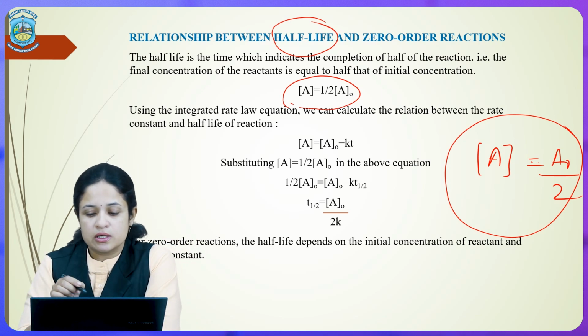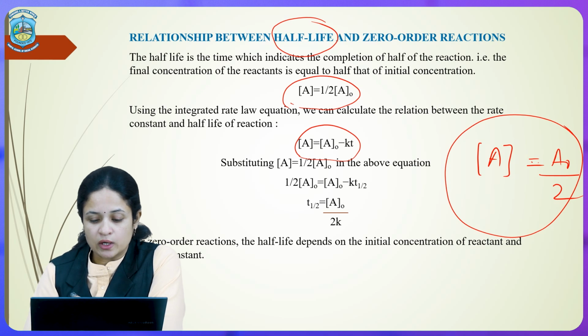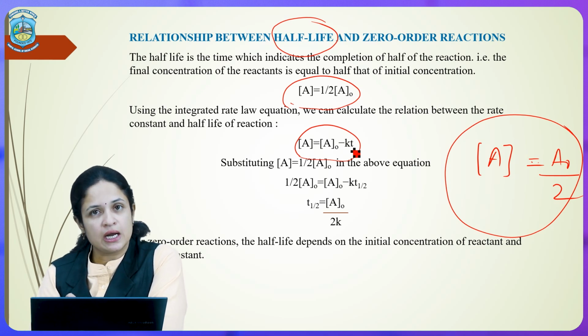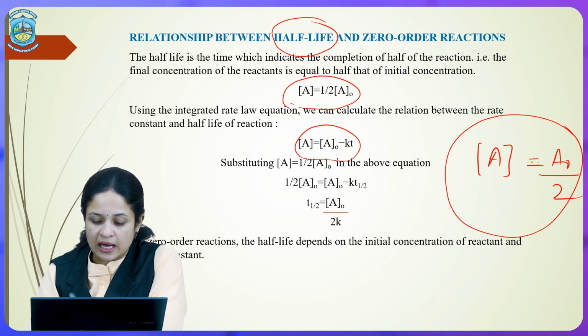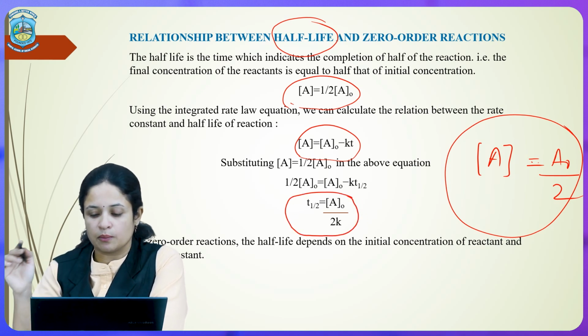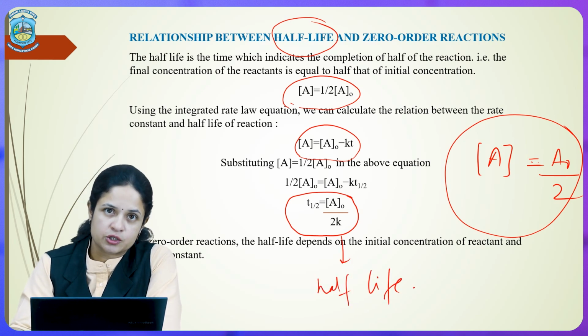When I substitute this concentration of A in my integrated rate law, A equal to A naught minus kt, which was my original equation, in place of A I substitute A naught upon 2, or half into A naught, and I will get t half equal to A naught upon 2k. This is my equation of half-life of a zero order reaction.